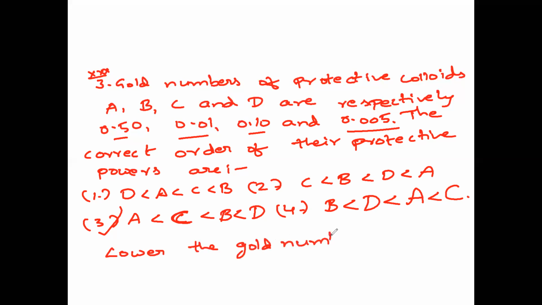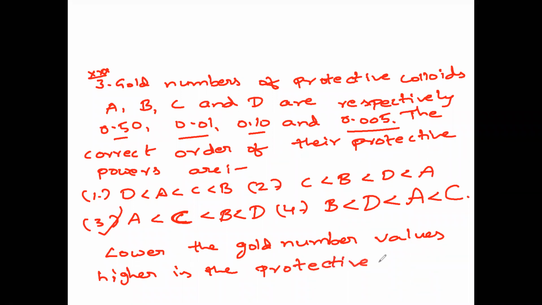Just note down this statement, very important. Lower the gold number value, higher is the protective power. Please note it down. Lower the gold number, higher is the protective power. This statement is very, very important. So next time whenever they give increasing order or decreasing order, we can easily write it down. I hope it is clear.